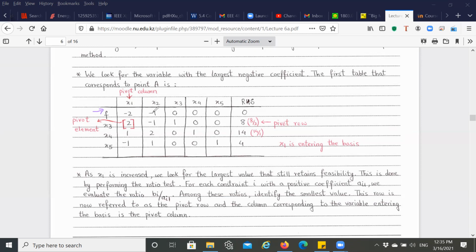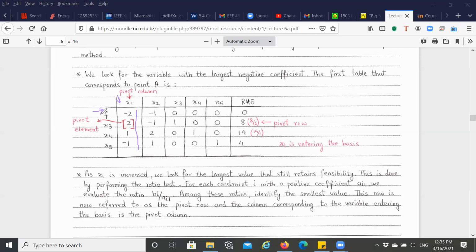You always choose the column in which the negative element is the least, that is, the most negative. Since -2 is less than -1, you take -2 as your first column. So I choose this column, the column containing -2, and now in this column I have to select a row. And how do I select that row?